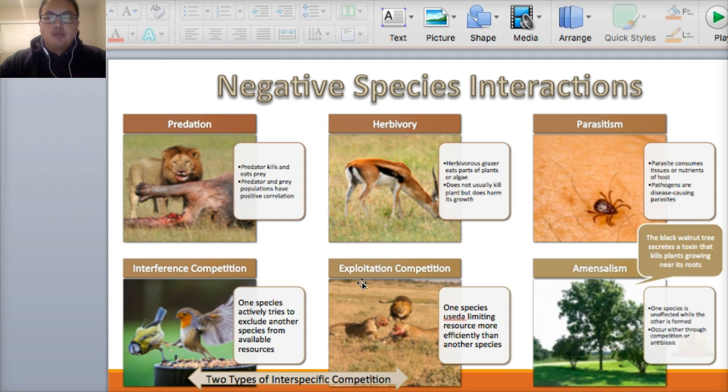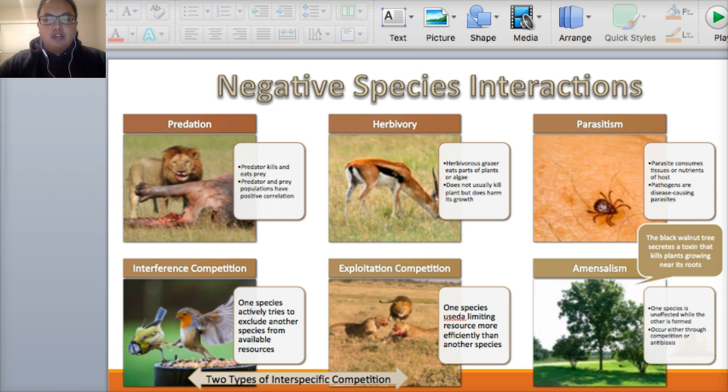Exploitation competition is when one species more efficiently uses a resource than another one. So it's not necessarily that I'm forcing you out of it or that they're fighting for the same thing, they just exploit it or get more out of it than somebody else does. So this is an example of a lion getting the prey more effectively than another species, but it's not trying to exclude or push the other species away, it just is better at getting that resource than the other species.